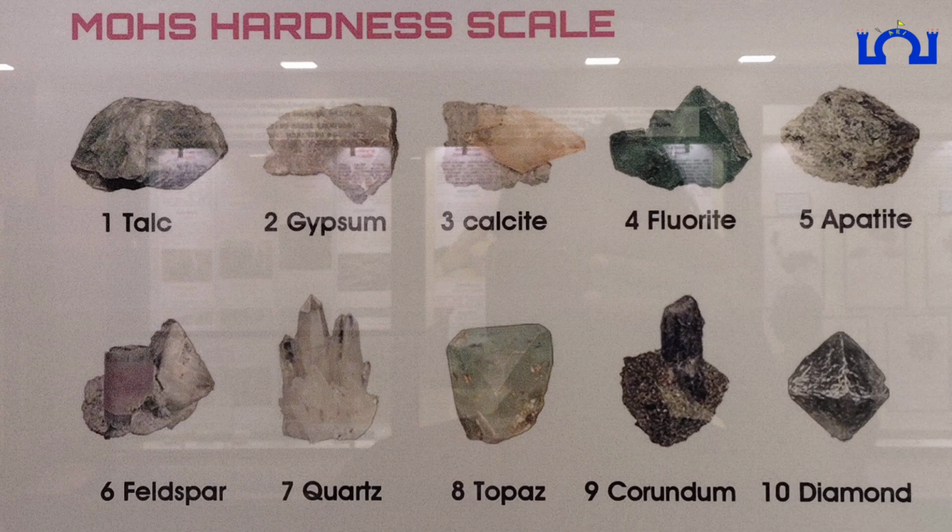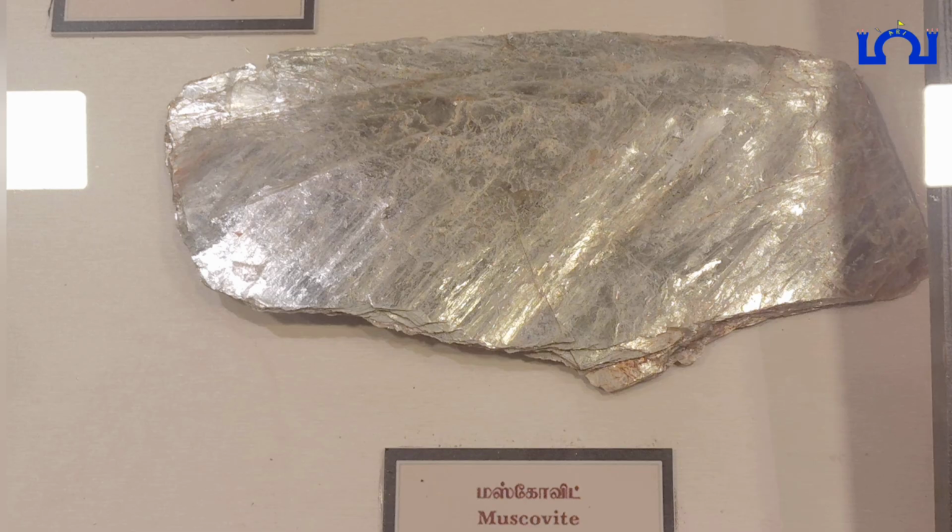Based on hardness, minerals can be assigned a scaling factor on the Mohs scale, ranging from the softest to the hardest. I will give you an example for each hardness level from known minerals, beginning with the softest: 1 talc, 2 gypsum, 3 calcite, 4 fluorite, 5 apatite, 6 feldspar, 7 quartz, 8 topaz, 9 corundum, and 10 is the undisputed diamond.